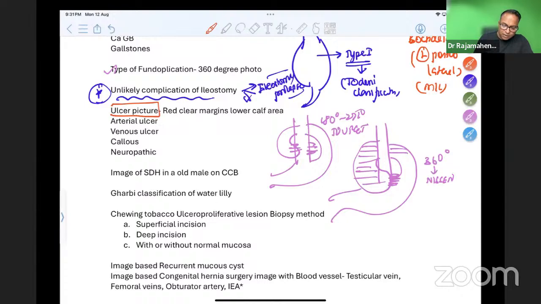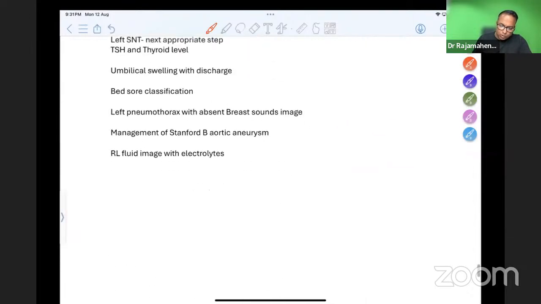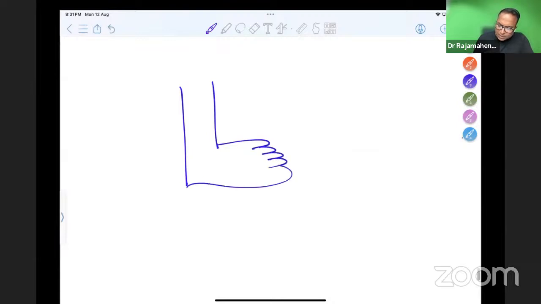So, ulcer picture of red clear margin, lower calf ulcer area. Most of the ulcers, you can find out what the ulcer is from the location itself. If the ulcer is seen on the medial malleolus, it is a varicose ulcer. Please don't forget, it is a varicose ulcer.